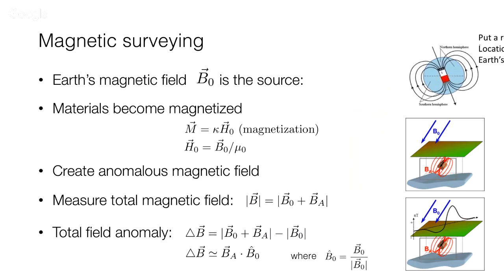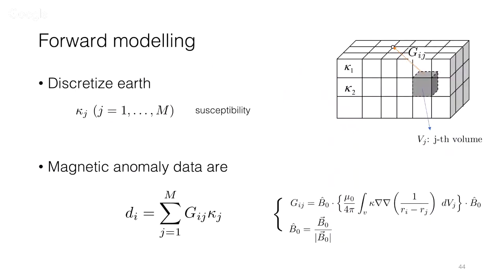At the surface, we measure the total field, that's the field of the anomaly plus the Earth field. So we measure this, and then we want the total field anomaly, which means let's subtract the value of the Earth field, and we can show that the result is approximately equal to the anomalous field projected onto the Earth field. Okay, so that's the essence of the magnetic experiment.